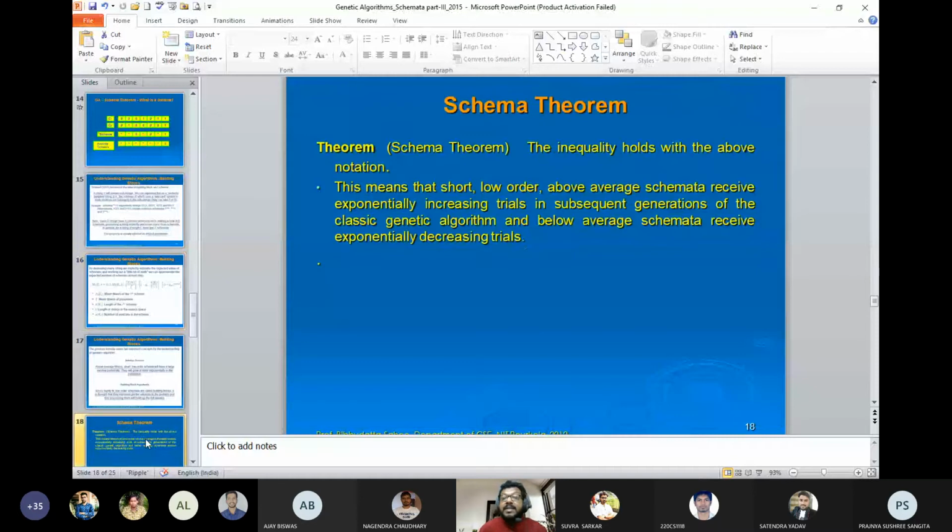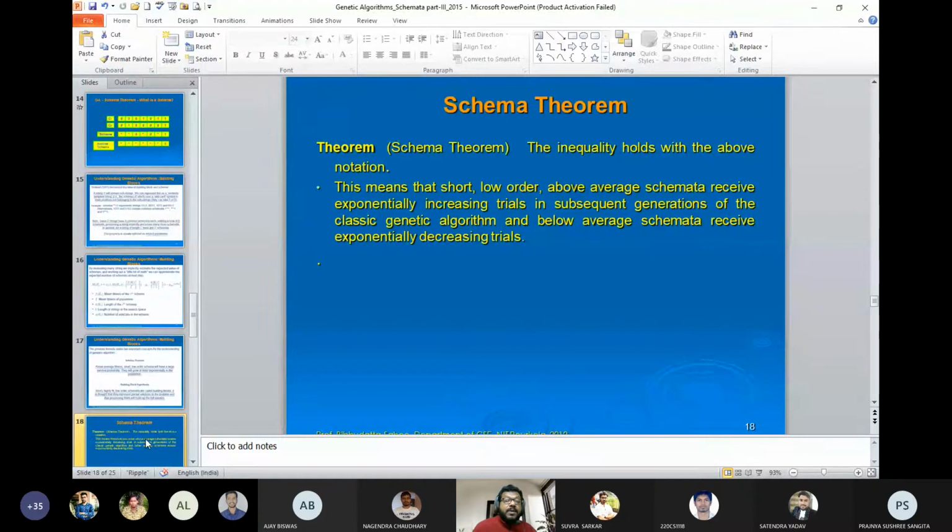So in summary, this inequality holds with the above notation. This means that short, low order, above average schemata receive exponentially increased trials in the subsequent generations of the classical genetic algorithm, and below average schemata receive an exponential decrease in trials. So our requirement is only to adopt this computation for the population and incorporate it into the genetic algorithm to save the good quality of the population.